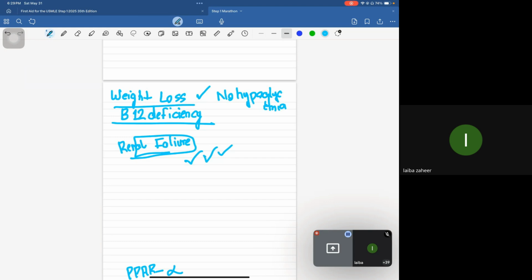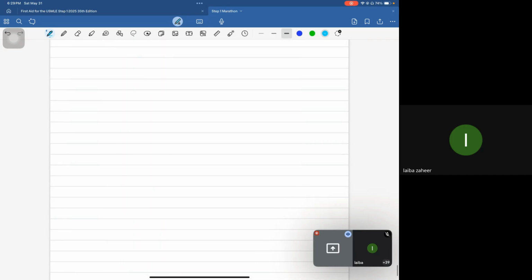Thiazolidinediones also do not cause hypoglycemia, but they are gonna lead to weight gain as well as heart failure as well as osteoporosis, right? Keep this thing in mind. This is a very tested concept, right? UWorld and NBMEs, USMLEs love this concept. Pioglitazone, rosiglitazone, all of these are going to lead to weight gain, they're going to lead to edema, they're going to cause heart failure, and they're going to increase the risk of fractures.